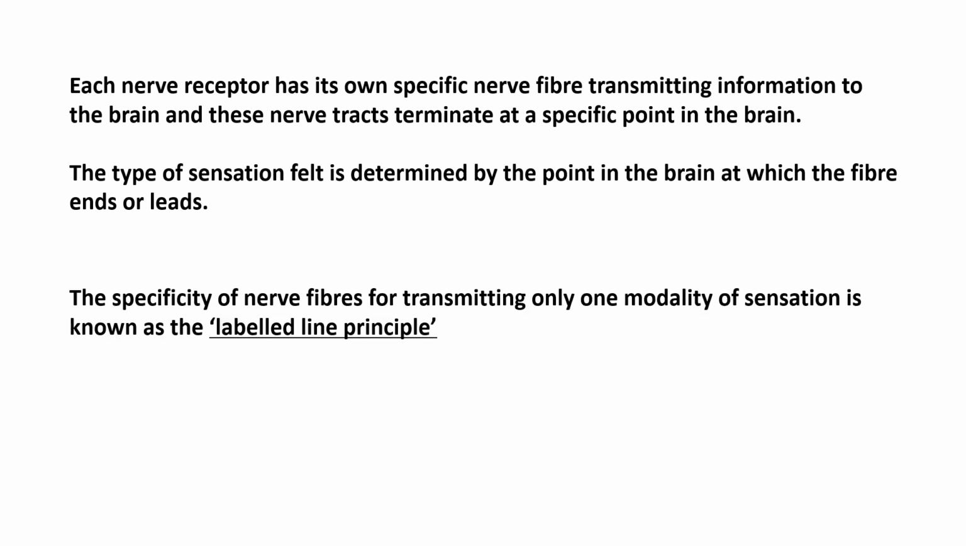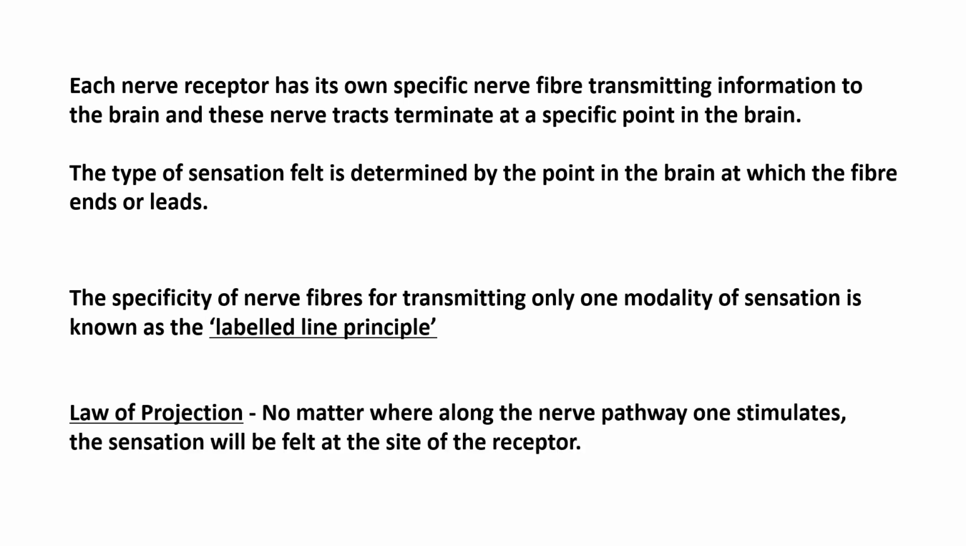The specificity of nerve fibers for transmitting only one modality of sensation is known as the labeled line principle. All right. So as I mentioned just now, each nerve receptor has its own specific nerve fiber that transmits. The nerve receptor or a group of receptors, if they have their own nerve fiber that transmits information, that is the labeled line principle. That is what we call the labeled line principle. Or sometimes it's also called the law of projection.